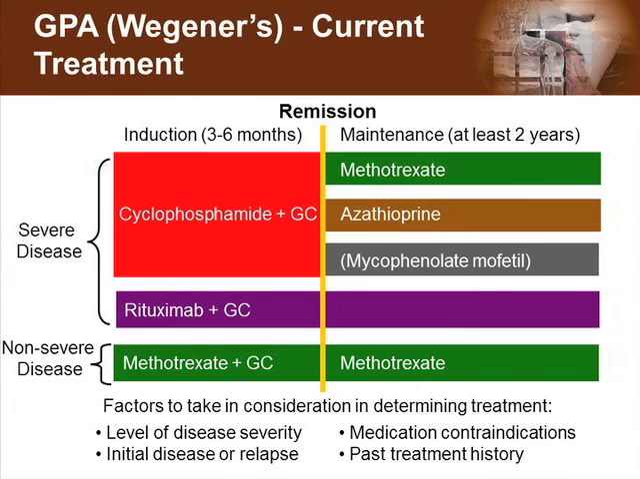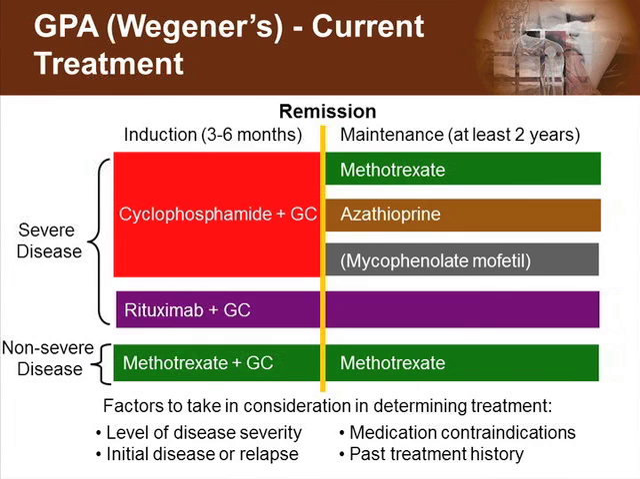Induction, where active disease is put into remission, followed by remission maintenance. This is further stratified based upon the degree of disease severity, whereby severe disease is initially treated with cyclophosphamide or rituximab for about 3 to 6 months in terms of cyclophosphamide, followed by maintenance with methotrexate, azathioprine, or potentially mycophenolate mofetil. And non-severe disease can be treated with methotrexate and glucocorticoids in patients who do not have contraindications.